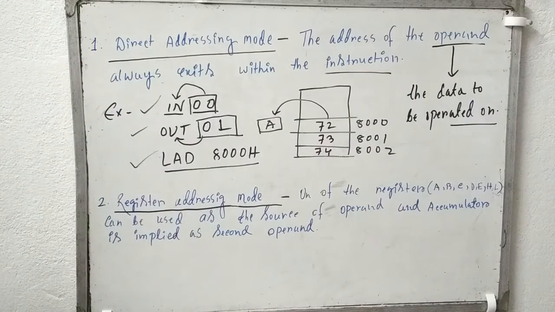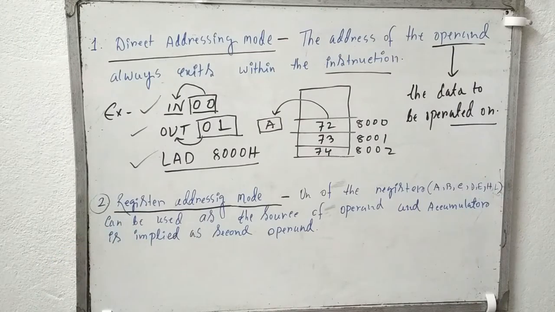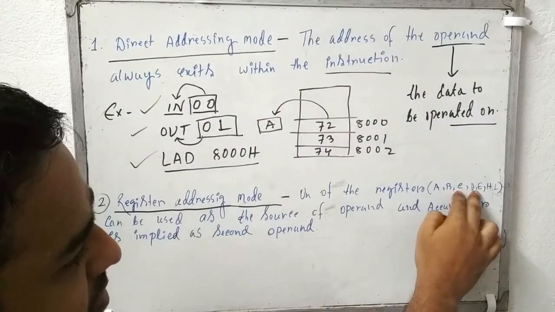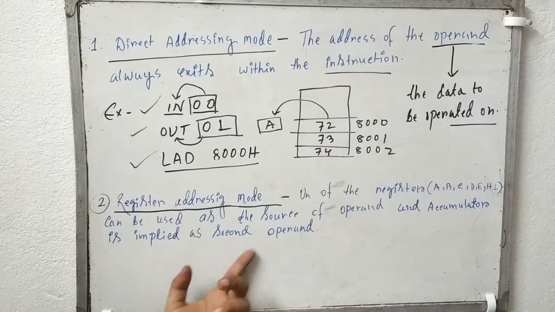When the address of the operand, or the data, always exists with the instruction, we call it the direct addressing mode. Next comes our next addressing mode, which is the register addressing mode. What is register addressing mode? One of the registers among these 7 registers can be used as the source of the operand, the source of the data, and the accumulator is implied as the second operand.